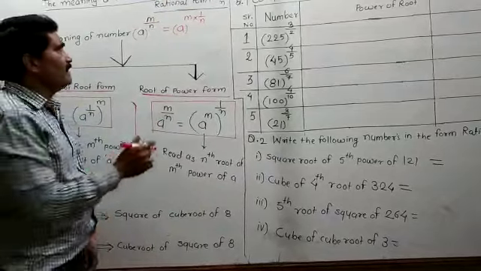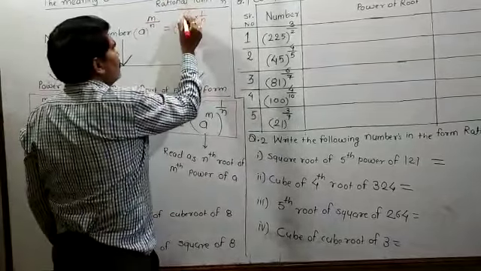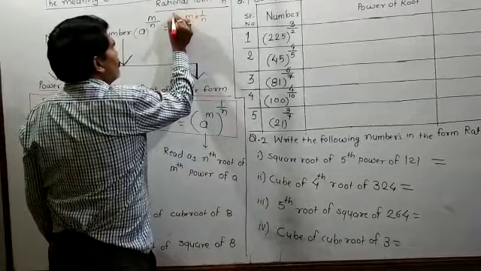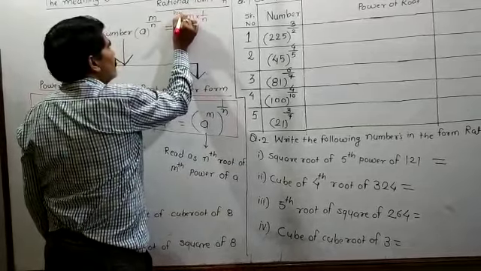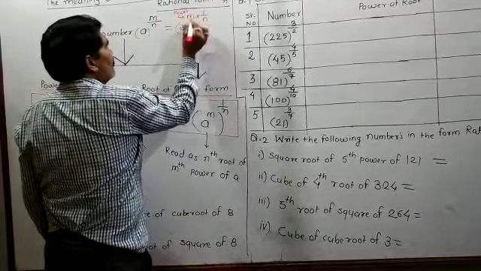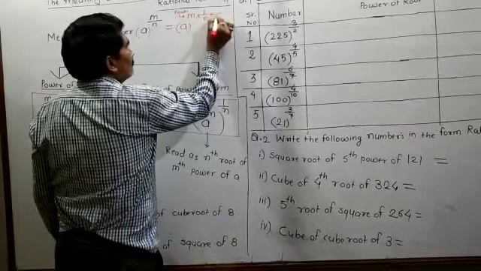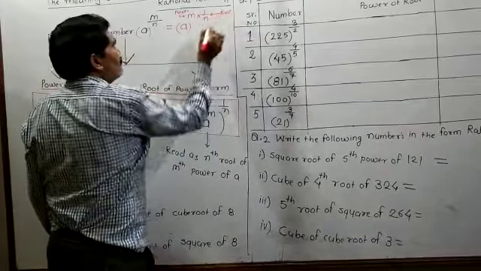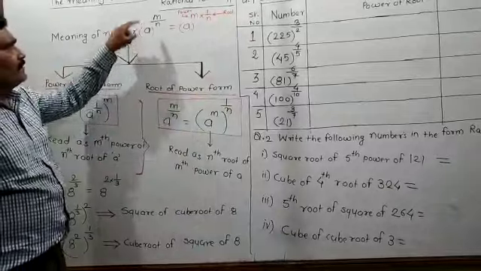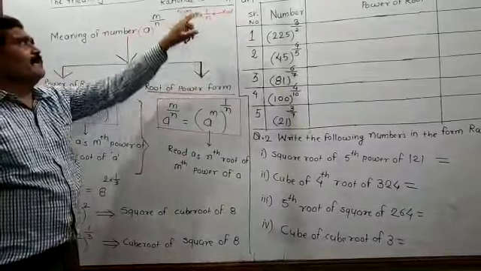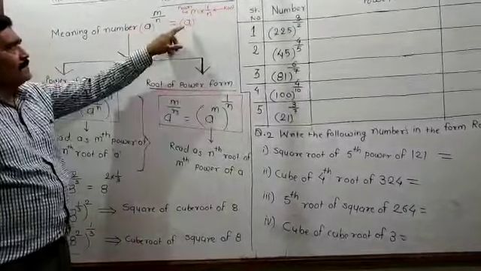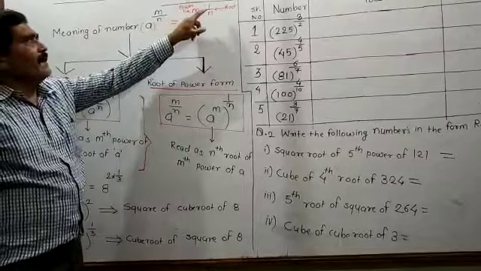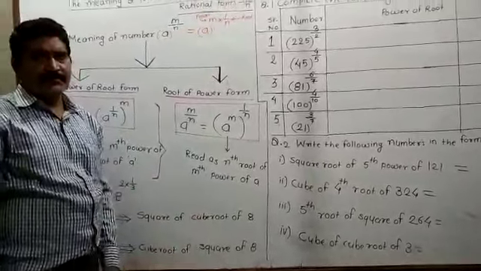This is called the power, and this one is called the root. This a raised to m upon n is equal to a raised to m multiplied by 1 upon n. This m is called the power and 1 upon n is called the root.